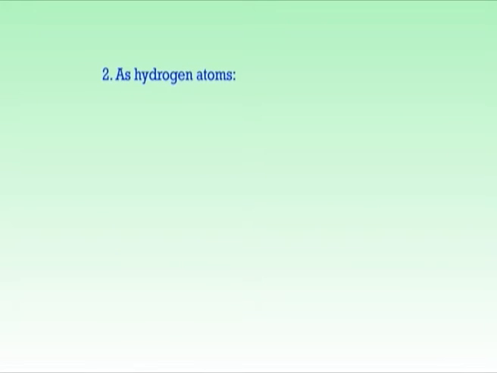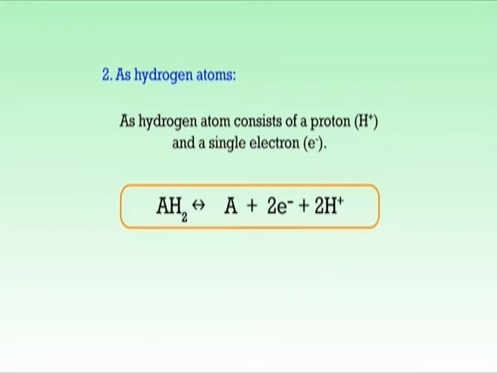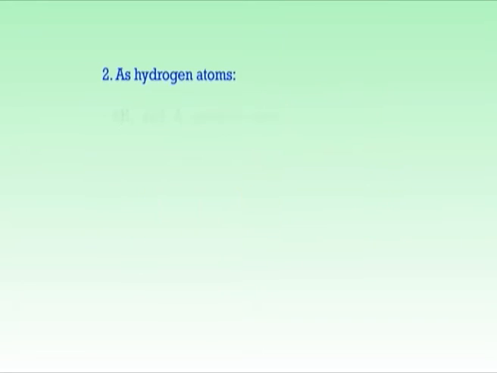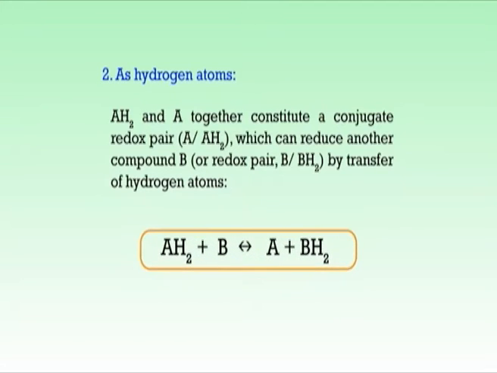Second, as hydrogen atoms, as a hydrogen atom consists of a proton and a single electron. In this case, we can write the general equation as AH2 gives A plus 2e, that is 2 electrons, plus 2 hydrogen ions, where AH2 is the hydrogen electron donor. AH2 and A together constitute a conjugate redox pair, which can reduce another compound B or a redox pair by transfer of hydrogen atoms. In the reaction, AH2 plus B will give A plus BH2.